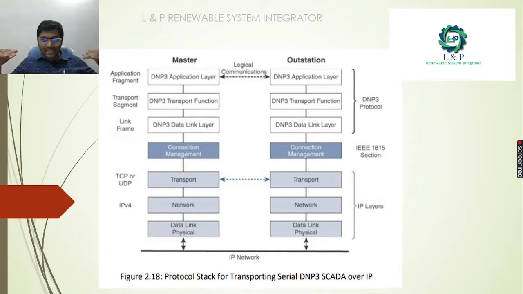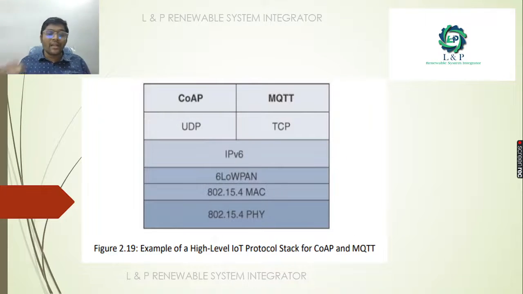When we see the DNP3 protocol, it also has a data link layer, transport layer and application layer. In the application layer, logical communication from the master to the outstations and application fragmentation communication is happening. If you get to the high level IoT stacks for CoAP and MQTT, for IEEE 802.15.4 we have a physical layer, MAC layer, 6LoWPAN layer and IPv6 layer. Over it we have UDP or TCP, and above all we have CoAP and MQTT.